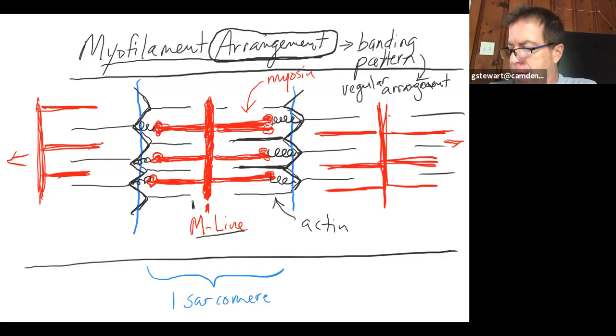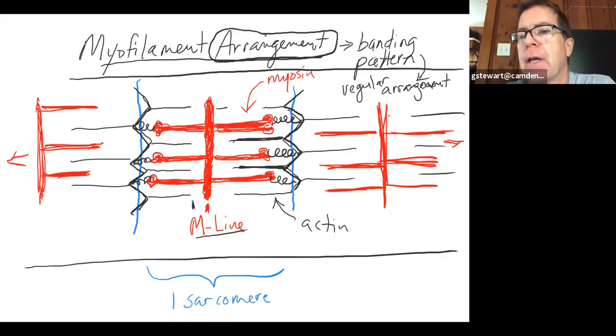From the ends of actin molecules where there's no space, meaning right on either side of the M line, there's no actin molecules. That white space surrounding the M line is called the H zone, where there's no actin. The Z disc is where the zigzag lines are. The I band is from the end of this myosin to here.